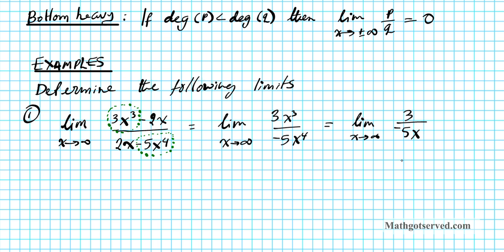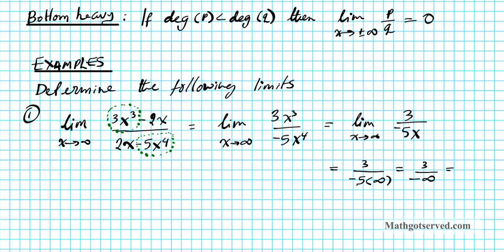And then we'll plug infinity into the expression. So we're going to have 3 over negative 5 times infinity. Now we're going to use the arithmetic of infinity here. Remember, when you multiply a number by infinity, it's going to end up with negative infinity. Now what's 3 divided by an infinitely large negative number?